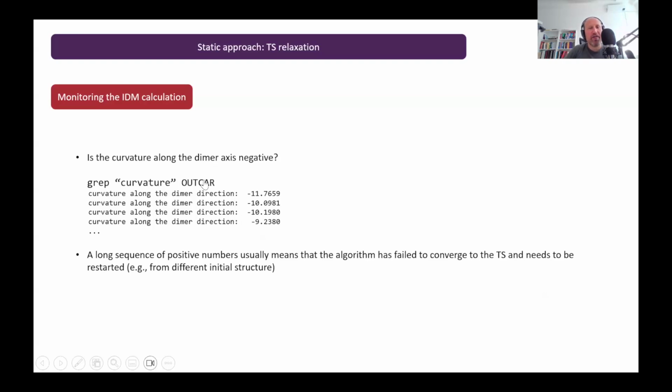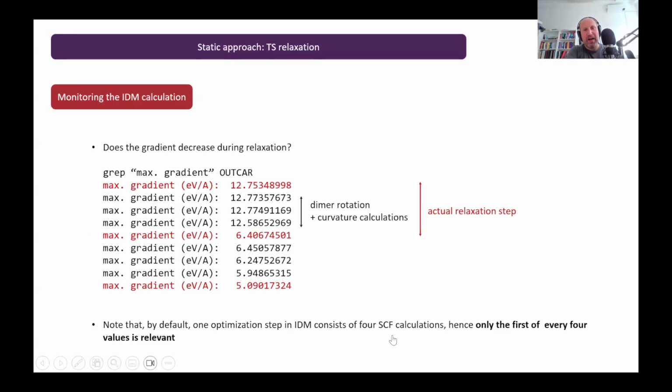One useful diagnostic is to check the curvature along the unstable vector that is seen by the optimizer. This information is written in the OUTCAR file. You can simply grep for curvature, or look up that string. What you should see is just a sequence of negative numbers. That means that everything goes well. On the other hand, a long sequence of positive numbers usually means that the algorithm failed to converge, and you had better restart the simulation, for instance, from a different initial structure. Of course, as in any other relaxation, the gradients should decrease in the course of the simulation.